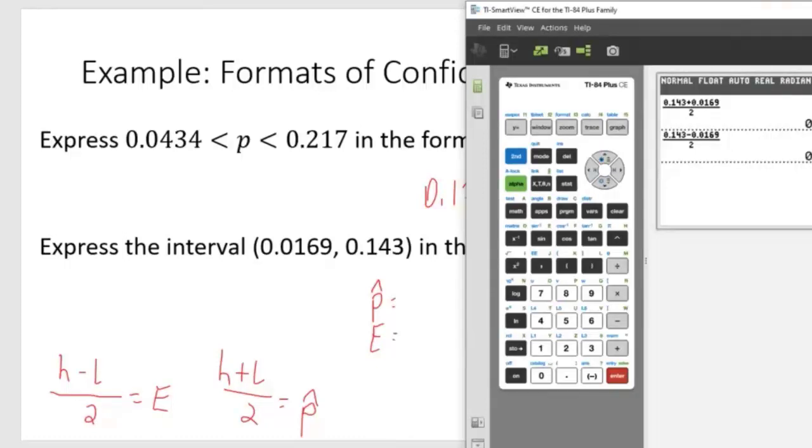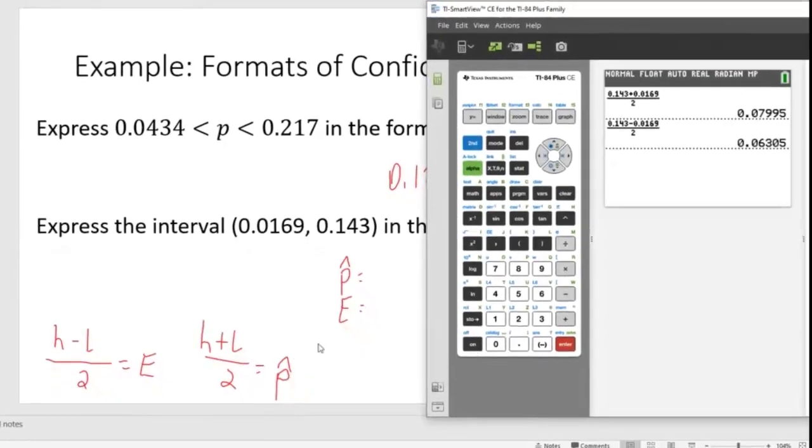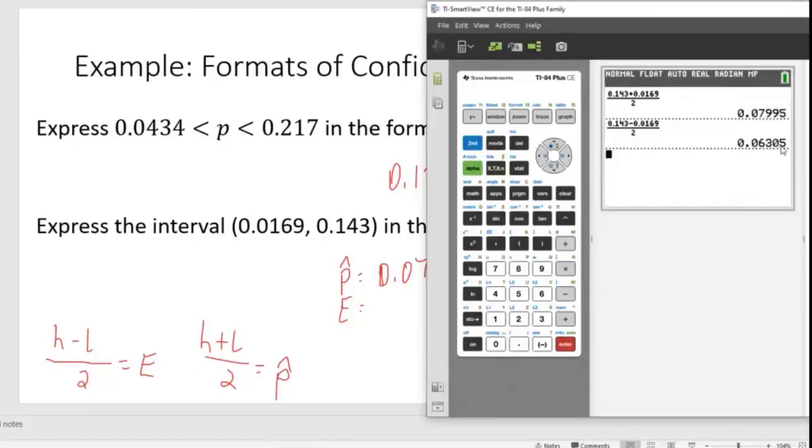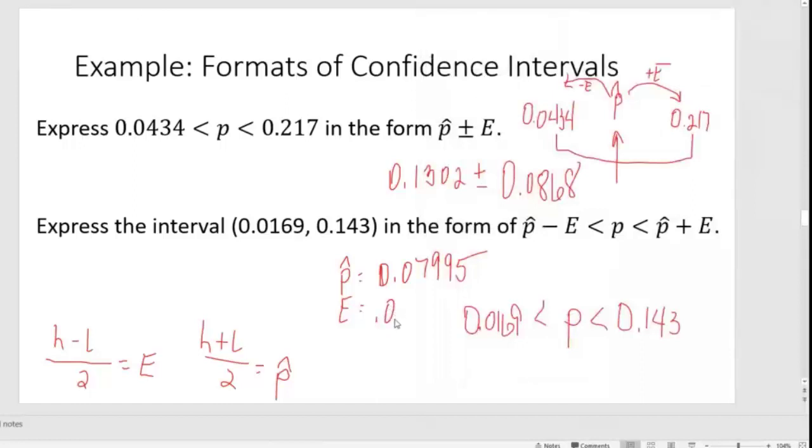So if that's it, then my addition, again, is finding my P hat. So that one is the 0.07995. And then my error is the 0.06305. So I have found and identified them specifically if I need them.